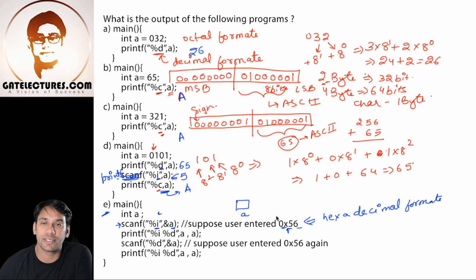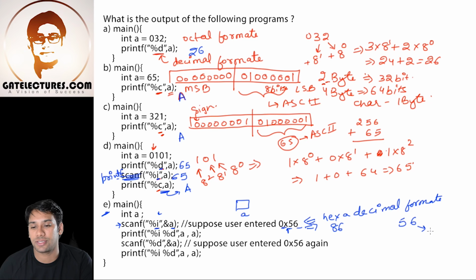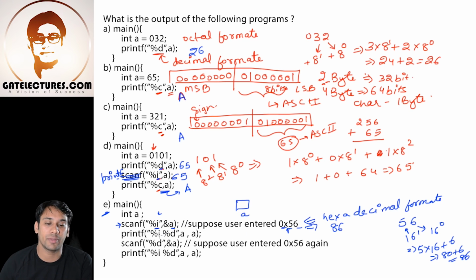What is the decimal equivalent of this 0x56? If we convert this 0x56 into decimal, then this value is basically 86. You can see how to convert this value. This is 6, so multiply this by 16 raised to power 0 and this 5 by 16 raised to power 1. Then this becomes 5 into 16 plus 6, which is equal to 80 plus 6. Therefore 86. So this statement is going to take the value of A, and the user entered the value 0x56, which is equivalent to the decimal value 86.